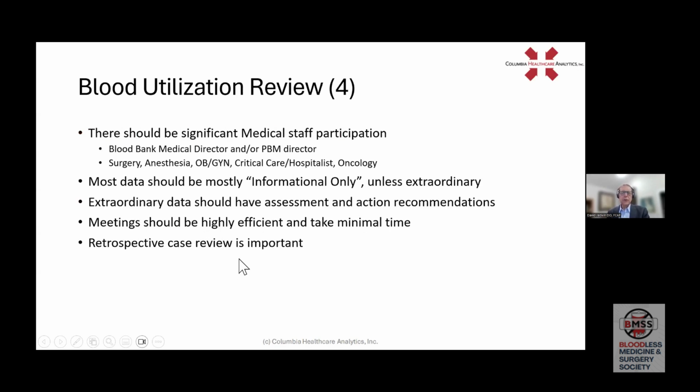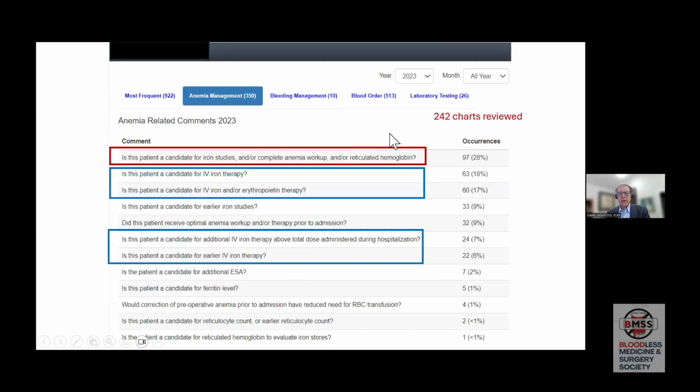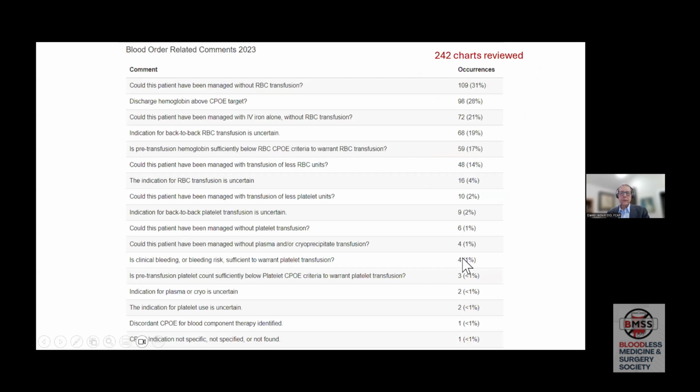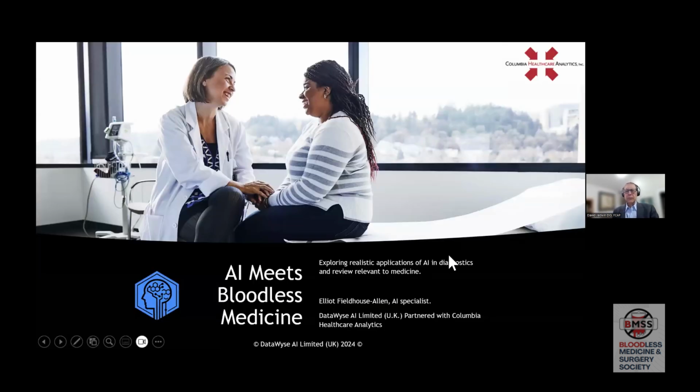And then this you can read online, but these are some other comments about how to run a blood usage committee. And then finally, it is possible to review charts in a matter of minutes now, and you can actually count the number of times that a patient might have been a candidate for iron studies or anemia workup, in this case, 28%, patient a candidate for IV iron, 18%, patient candidate for IV iron and or with their potent, 17%, so 35% of patients right there. Additional IV iron, 7%, and earlier IV iron, 6%. When you add all that up, you can see this.